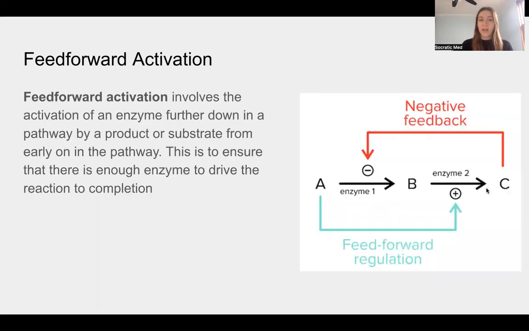So feed forward activation, on the other hand, involves the activation of an enzyme further down in a pathway by a product or a substrate from earlier. This is basically to ensure that there is enough enzyme later to complete the pathway and drive that reaction to your final product. So this image does a nice job of showing both feed forward activation and feedback inhibition.